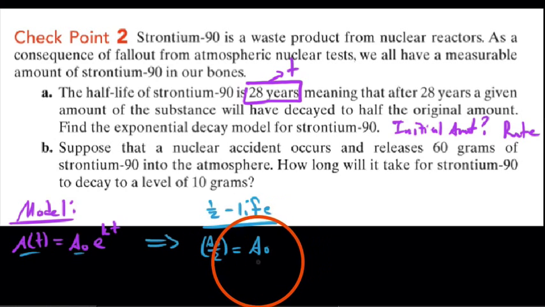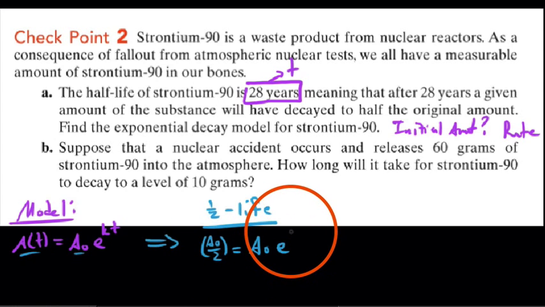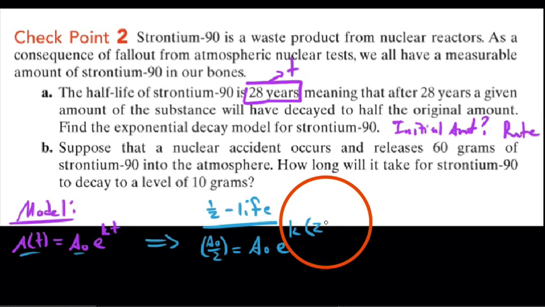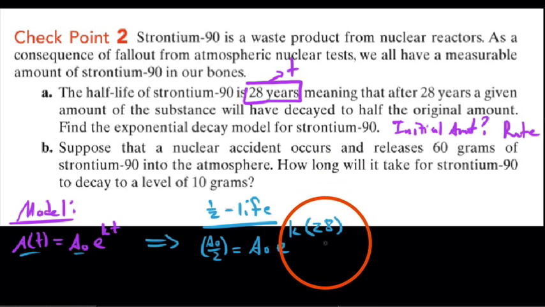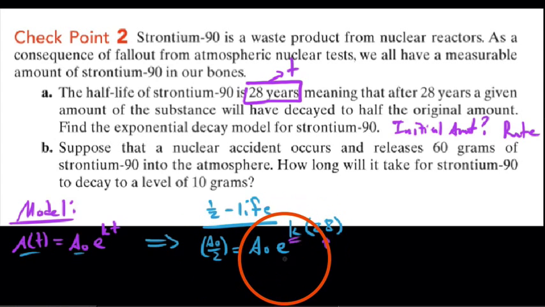And so if I started with A sub 0, now I have half of that left, then what I could say is that this would also be A sub 0 e to the k times, in our particular case, 28. So in other words, if we plug in a time of 28 years, which we were given, then I would have half of my material left over. And what I've got to tell you is, if we're going to solve for k here, what it involves is dividing both sides by A sub 0.